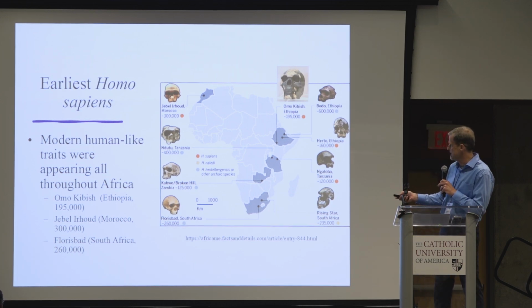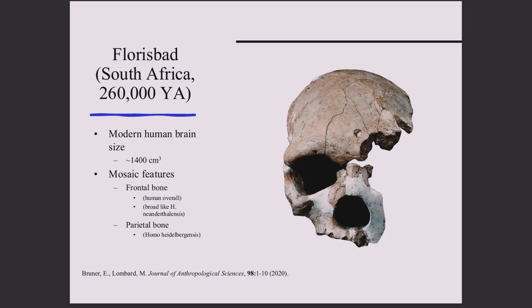So I just want to touch base on all of these different ones. The Florisbad one is probably the one that's most controversial. Most people seem to think this is not necessarily a modern human based on its overall features. It has a modern human brain size, about 1,400 cc's, but it has mosaic features, some human features, but others that are more similar to Neanderthals or Homo heidelbergensis. Heidelbergensis was a species thought to have given rise to Neanderthals and eventually to modern humans in Africa.